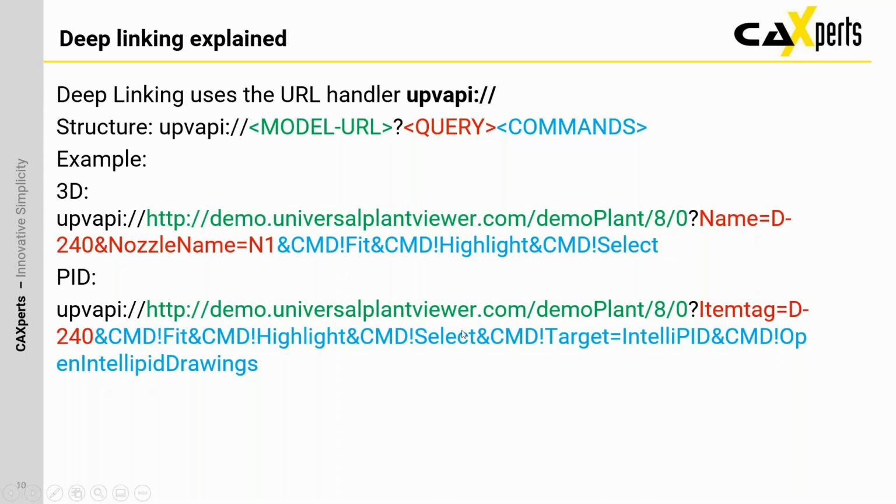And in order to utilize those links for P&ID, we have to add two more things here in the end, in the command section. This is the command target, which will specify the target to be IntelliPID rather than 3D. And we also have a command here that will allow you to open the IntelliPID drawings that have been associated with the results of your query.